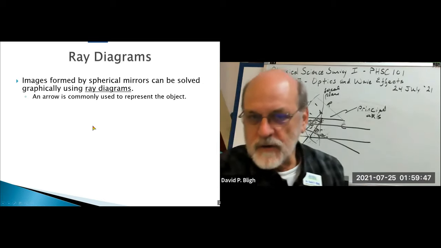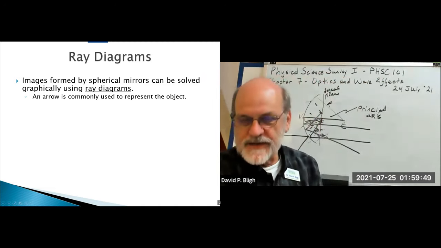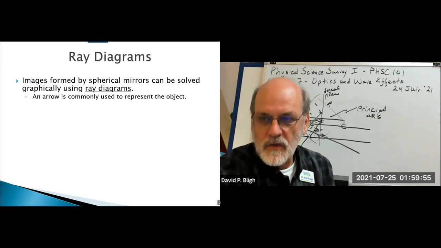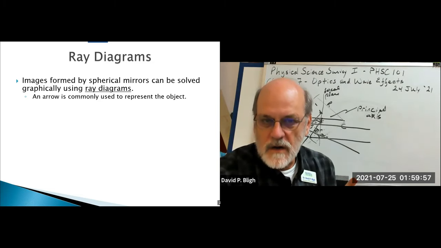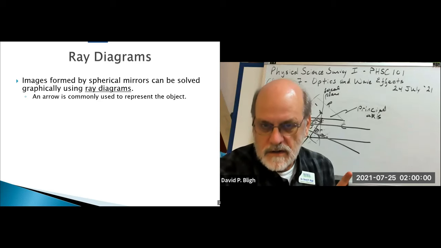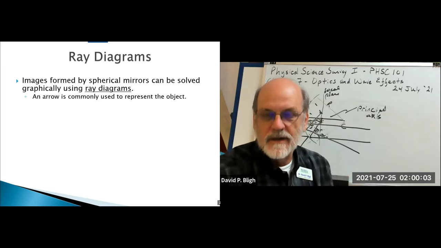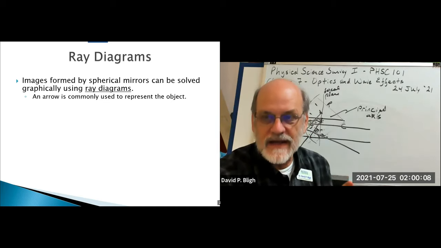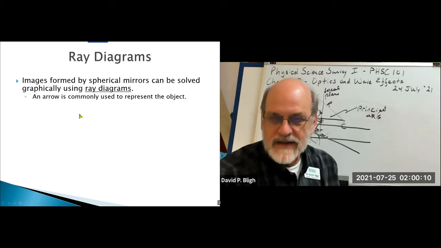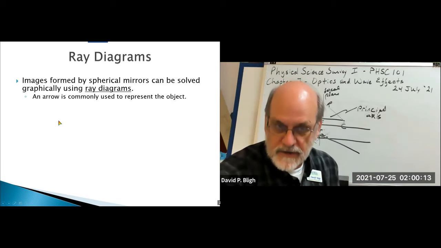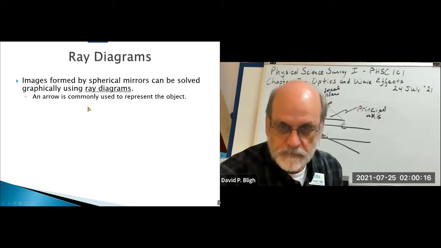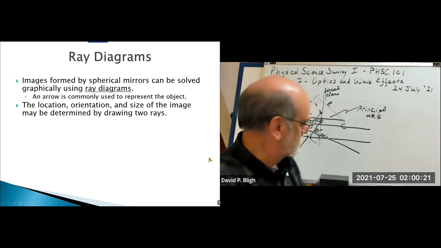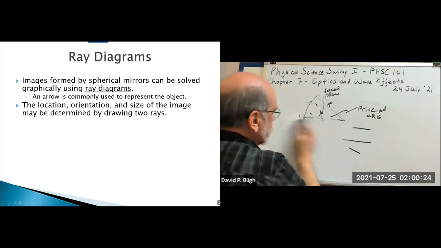Now, let's talk about ray diagrams a little more, because this helps us decide, when we are using a mirror to form an image of an object, where it will form and how big it will be. That's where ray diagrams help. So ray diagrams for mirrors are built this way. We typically represent the object as an arrow. So this is kind of messy. Let me just erase this.